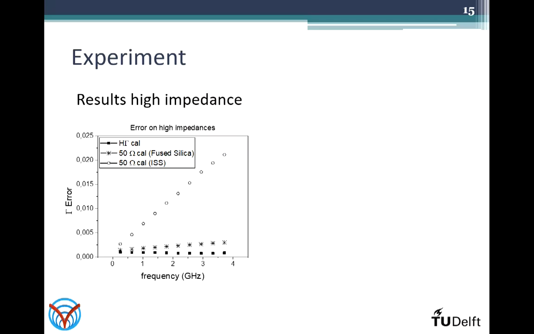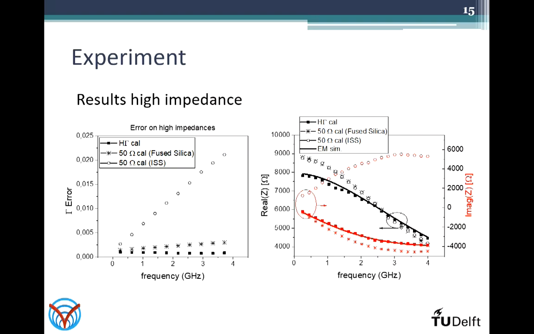If we look at the results of the high impedance experiment, we can see that the high gamma calibration presents the lowest error and the constant error versus frequency, while the measurement performed using the 50 ohm calibration on fused silica presents a bigger error, and the measurement performed using the 50 ohm calibration on alumina cal kit presents a much bigger error. And we can understand more if we look at the measurement of the 8 kilo ohm standards.